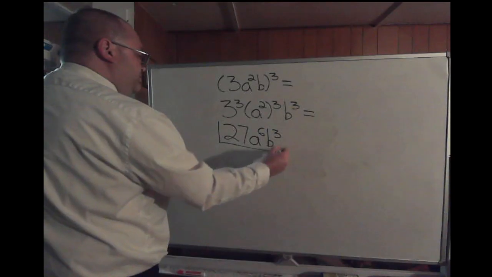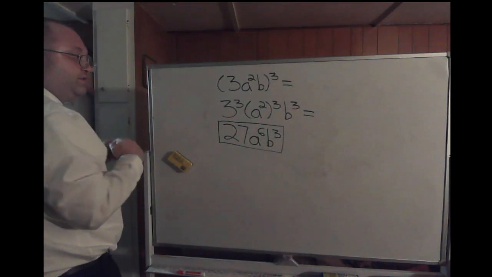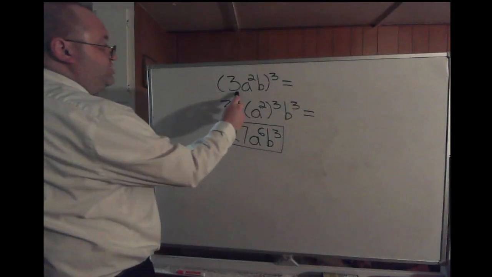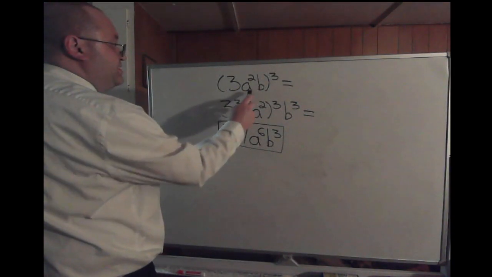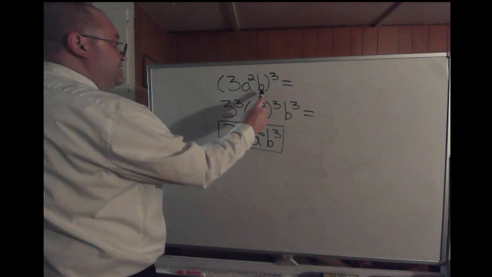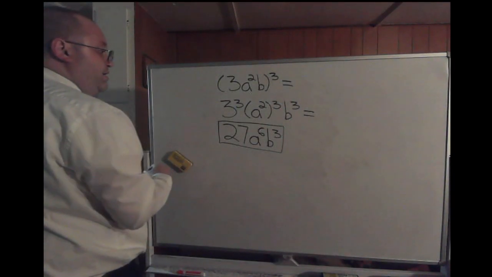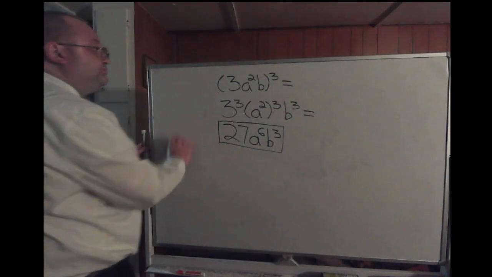So the answer you should get would be 27a to the 6th, b to the third. Because you take each term, the 3, raise that to the third power, take your a squared, raise that to the third power, then take your b, raise that to the third power, giving you 27a to the 6th, b to the third.